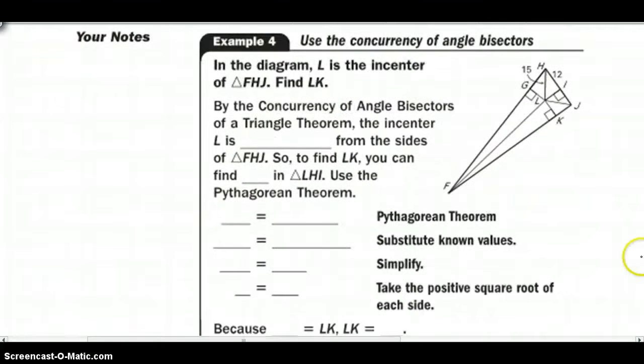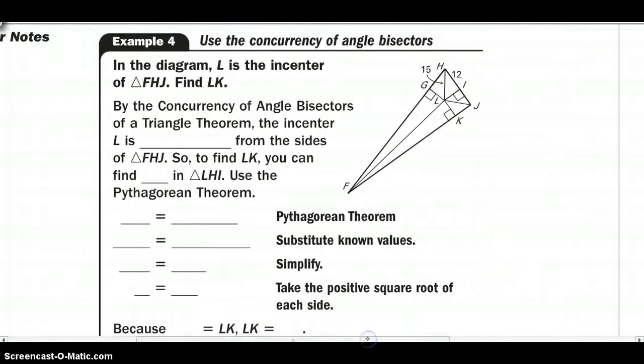Alright, and moving on to the last page, we are going to use that theorem that we have. So in the diagram, point L is the incenter. So if L is the incenter, I know a few things. I know that I have some angle bisectors because incenter reminds me of angle bisector. So by the concurrency, and we need to find LK. So let's find, that is what we are looking for.